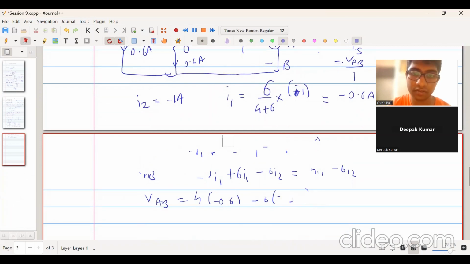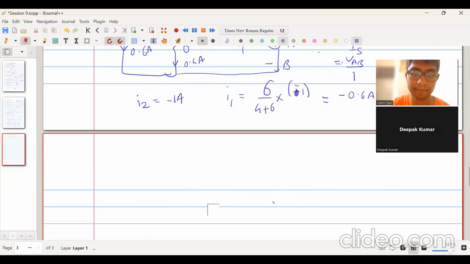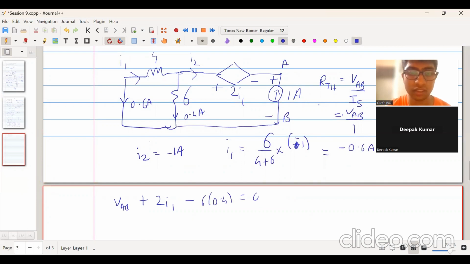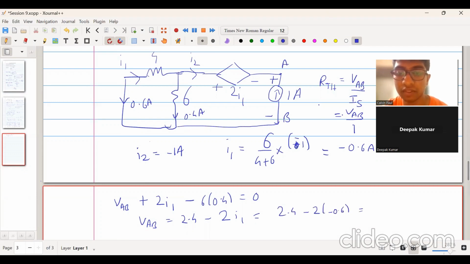So we will get 2 plus 2 into I1 minus 6 into 0.4 is equal to 0. So VAB will be equal to 2.4 minus 2 into I1. Okay. Now, that is 2.4 minus 2 into minus 0.6. That is 2.4 plus 1.2, that is equal to 3.6 volt. Okay, that we have got.